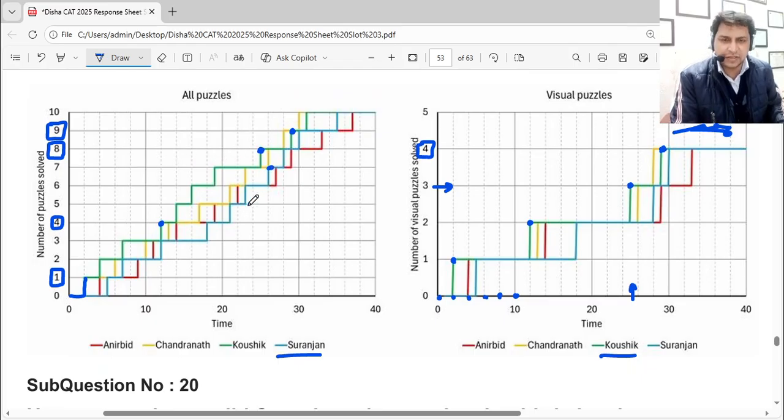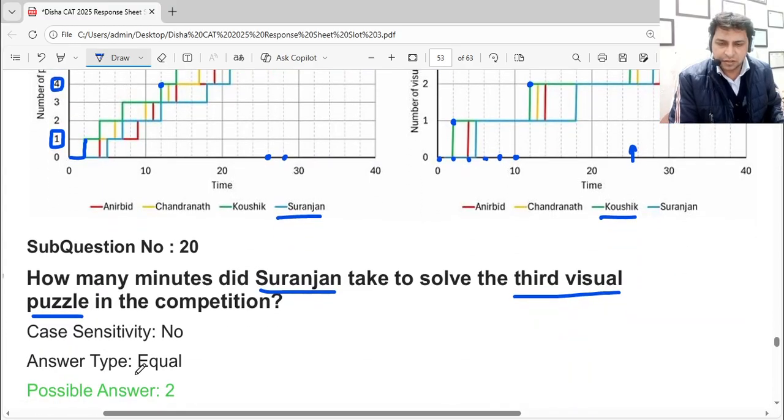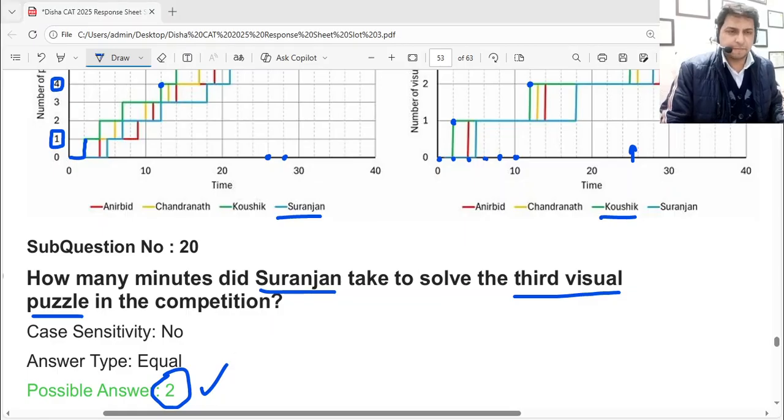He solved the 7th puzzle at the end of 26 minutes, and he solved the next 8th puzzle in just 2 minutes, at the end of 28 minutes. So that means it took only 2 minutes. That is the answer here, 2 minutes. So quite easy. So it was done.